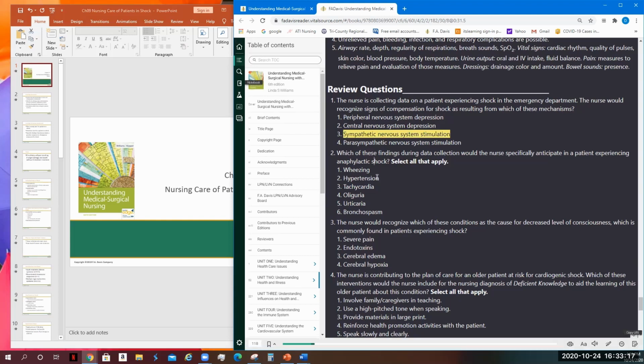Number 2, which of these findings during data collection would the nurse specifically anticipate in a patient experiencing anaphylactic shock?